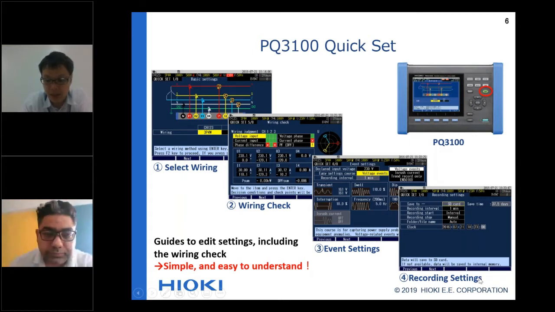And the recording setting. Okay. So I will explain about that, how to work about this product. Mainly, this product can record the waveform. So that's why you can set the recording setting as well. It's very simple and easy to understand.